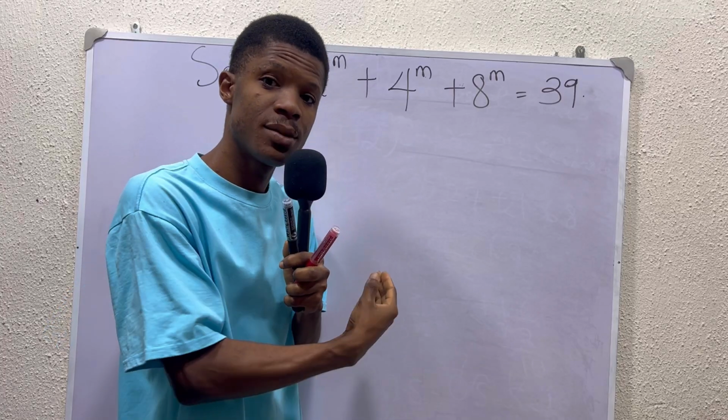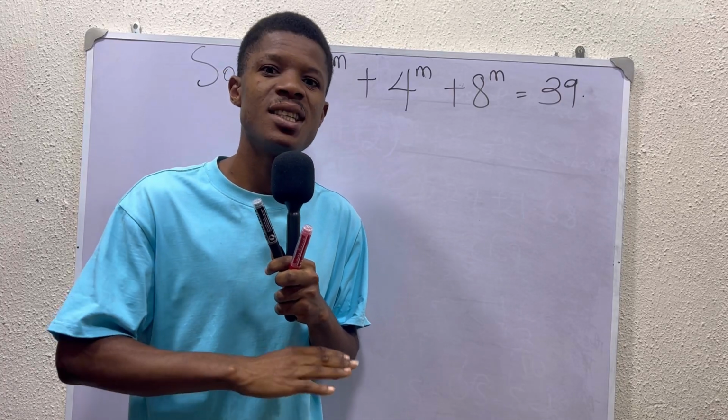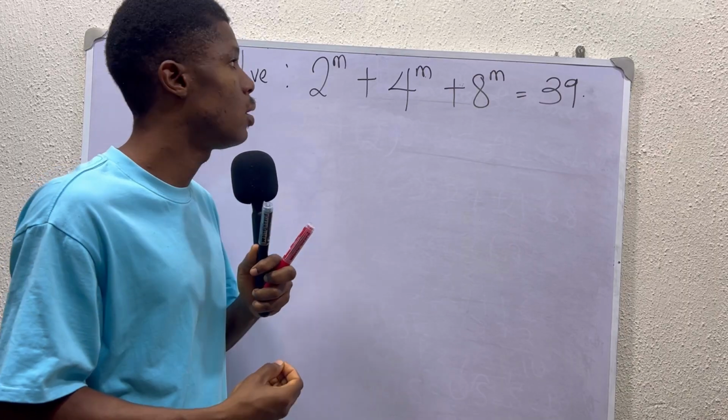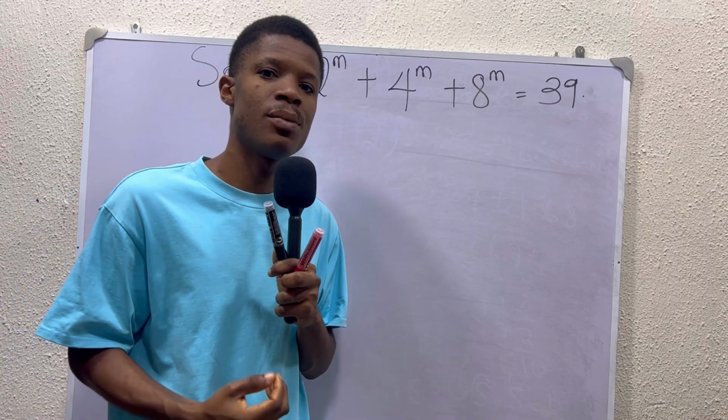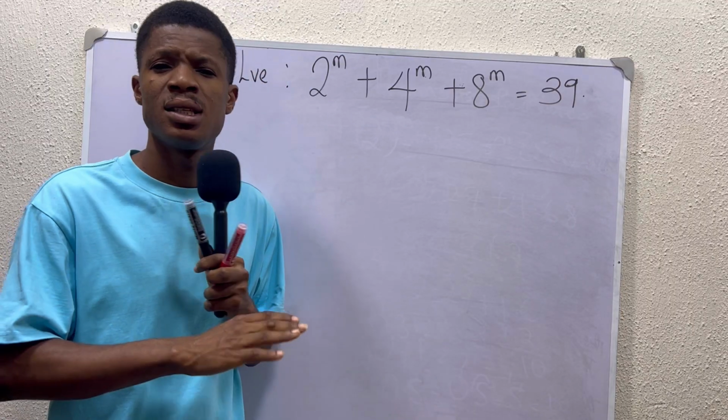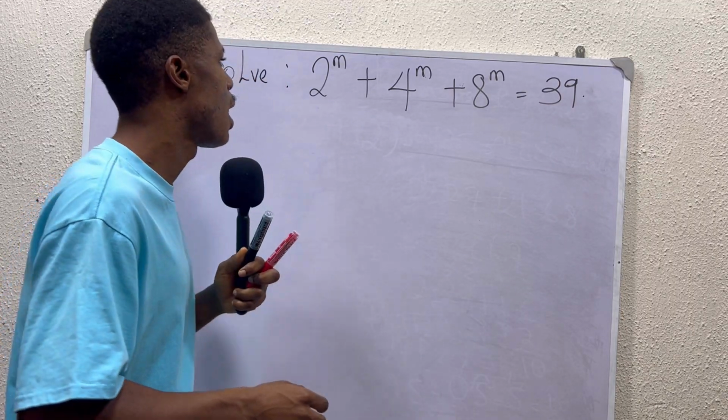Can you solve this Maths Olympiad problem on the board? This is very simple. Here we are told 2 power m plus 4 power m plus 8 power m is 39. For us to do this, this is very, very simple, okay?